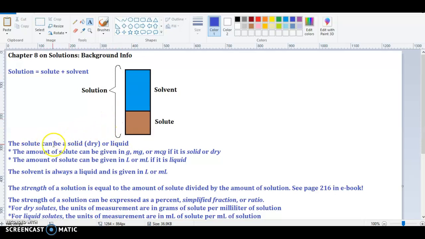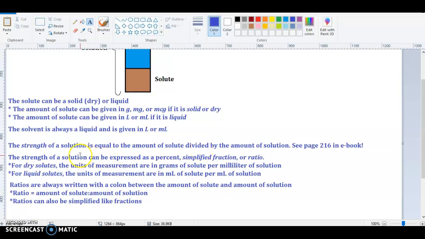All right, so the solute can be solid, which is sometimes called dry, or liquid. So the amount of solute can be given in grams, milligrams, or micrograms if it is solid or dry. Likewise, the amount of solute can be given in liters or milliliters if it is a liquid. And the solvent is always a liquid and is given in liters or milliliters.